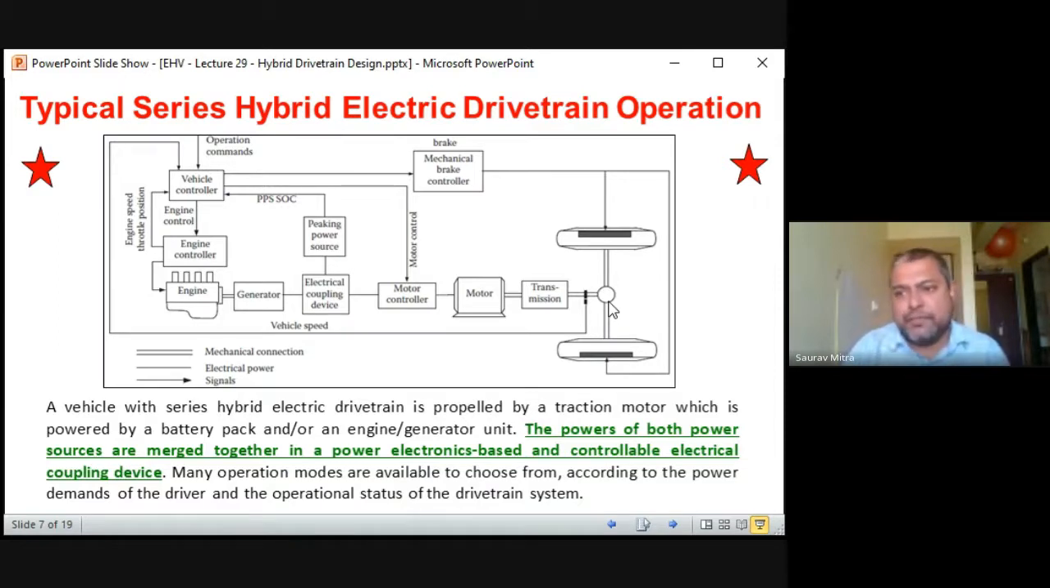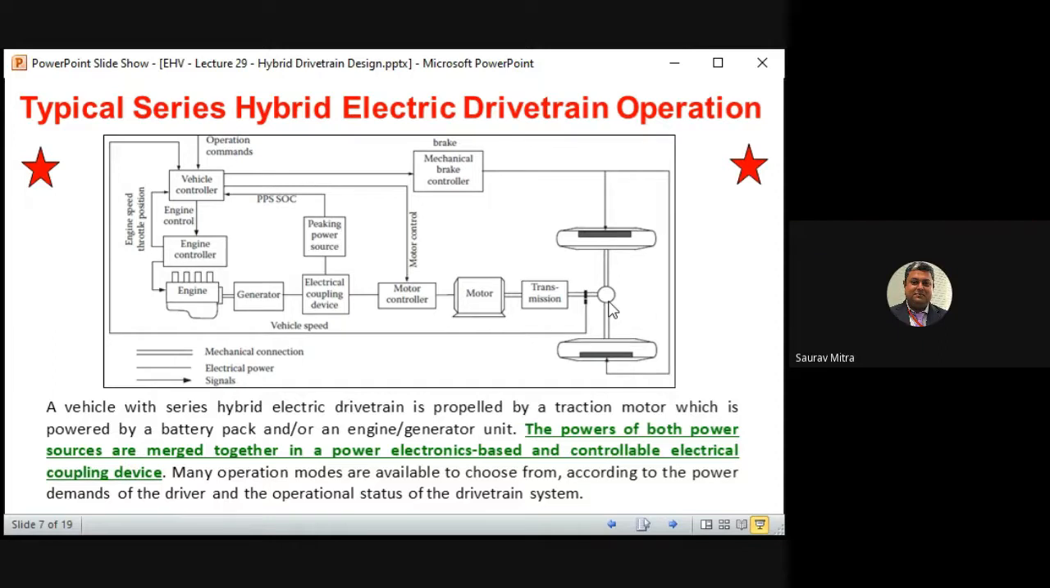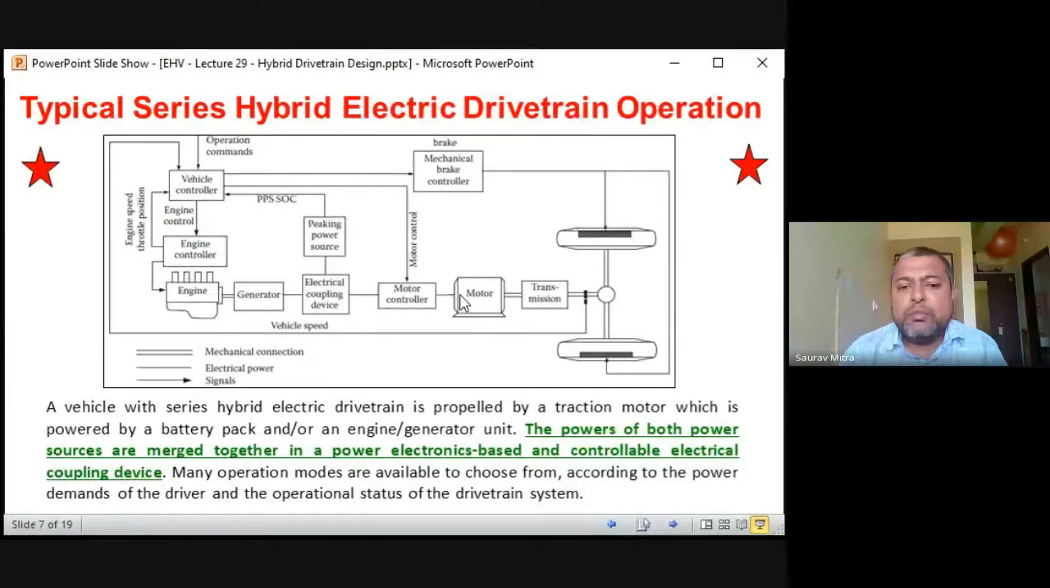Then comes electrical power. This is the second point. In that, the sub points are: generator to electrical coupling, one connection. PPS to electrical coupling, one connection. So PPS power and generator power are getting coupled at the electrical coupling. The third connection is electrical coupling to motor controller. The fourth electrical power connection is motor controller to motor. So there are four types of electrical connections: generator to electrical coupling, peaking power source to electrical coupling, electrical coupling to motor controller, and motor controller to motor.